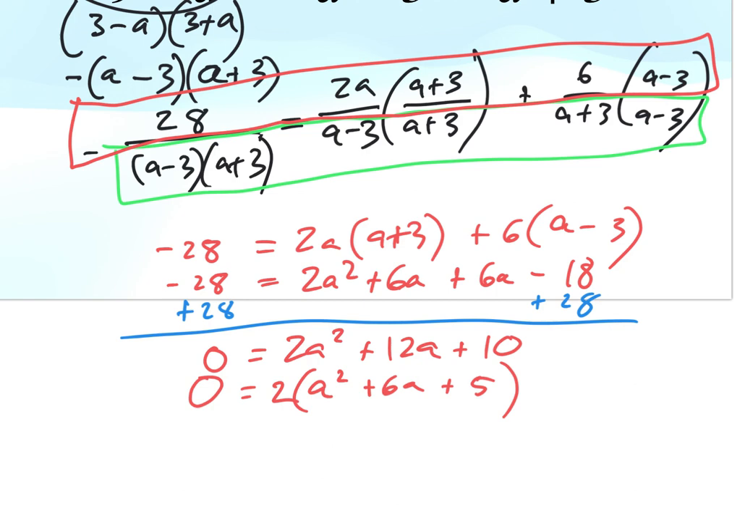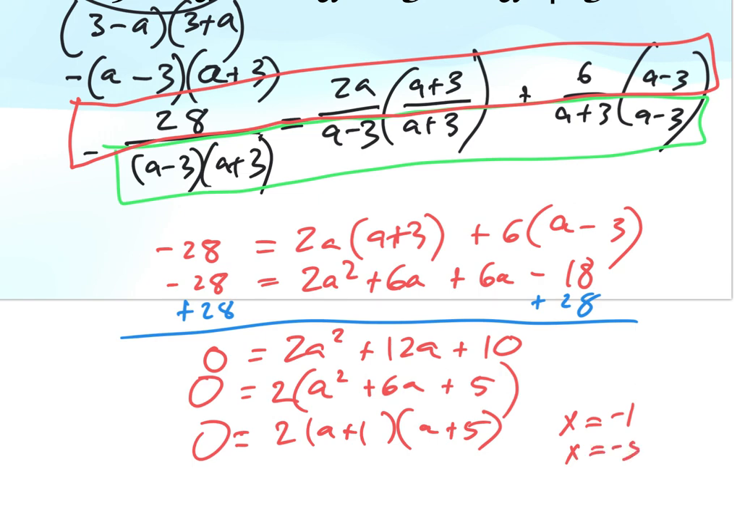Similar idea. Now, I'm looking for two numbers that multiply to the last, that multiply to 5, and add to 6. Multiply to positive 5, add to positive 6. This 2 is still in front. A plus 1 and a plus 5. My two answers. What makes this whole thing 0? Can 2 ever be 0? Nope. Can this ever be 0? Sure. When a equals negative 1. The second one when a equals negative 5.